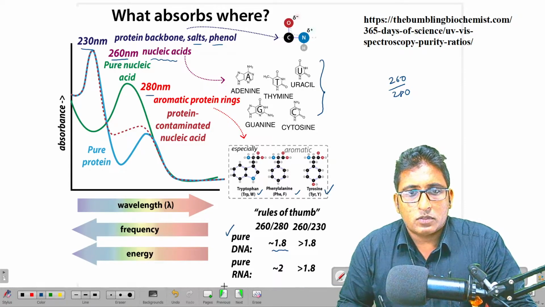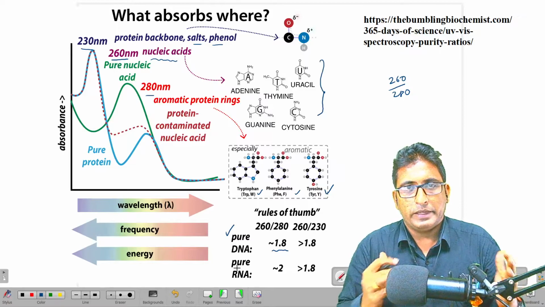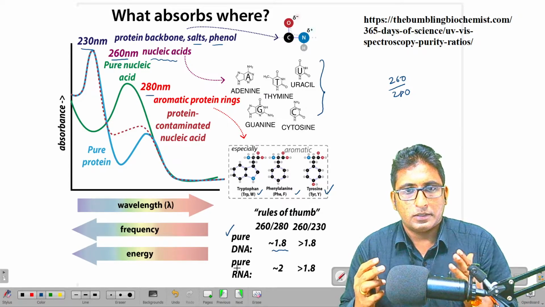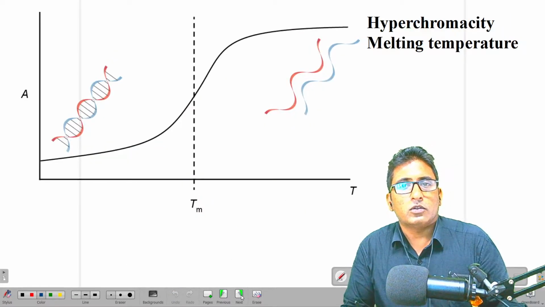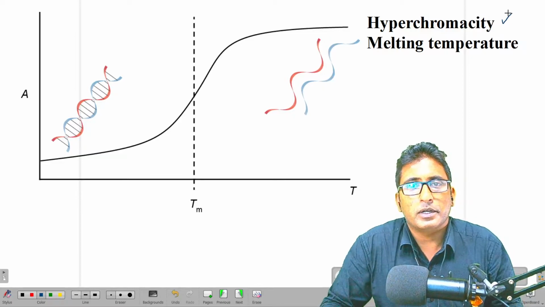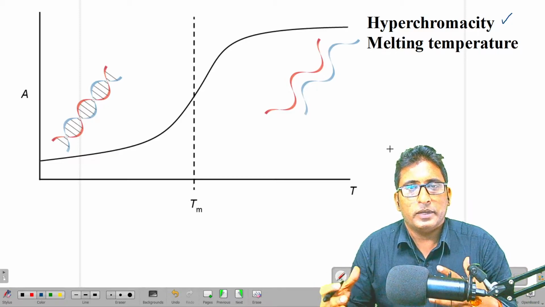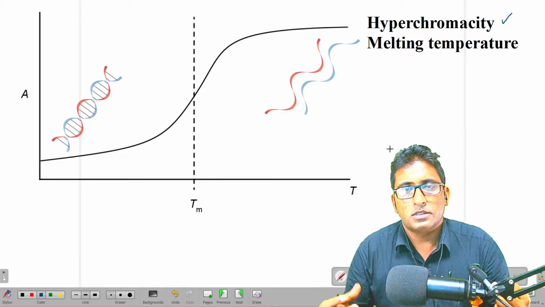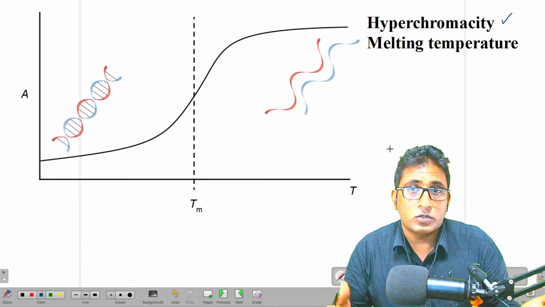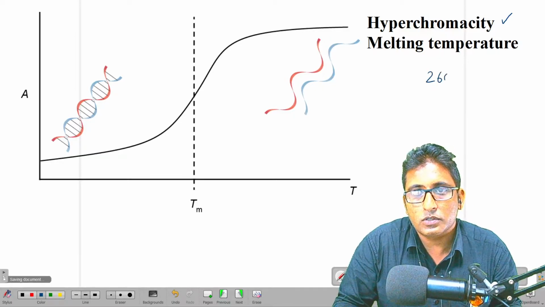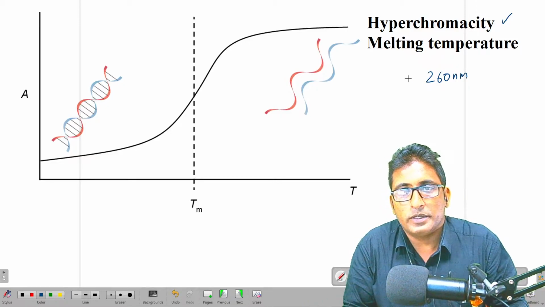Today, what we will discuss is trying to understand the structure of DNA, or the transition from single-stranded to double-stranded, and how it can be done. There is a phenomenon called hyperchromicity. Hyper means more, and chromicity, in this case, is about absorbance: an increase in absorbance at 260 nanometers. For DNA and RNA, we use 260 nanometers.